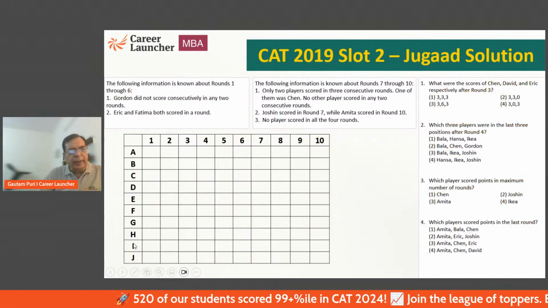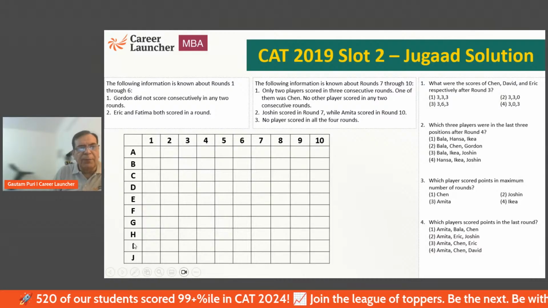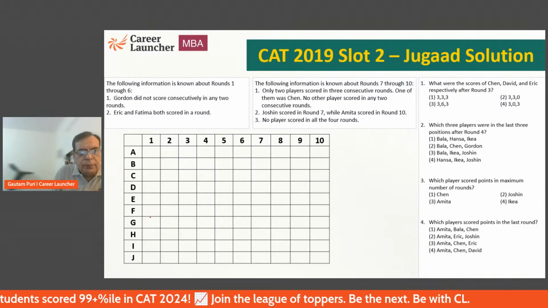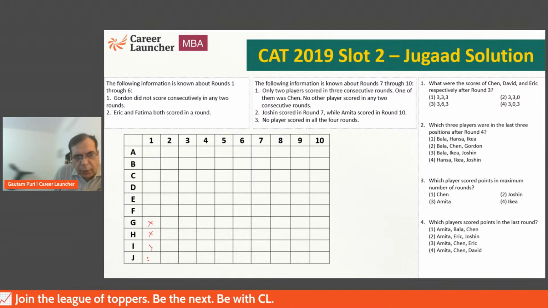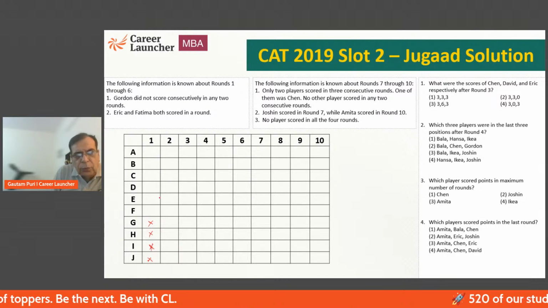So let me quickly do that again. This time we'll move a little faster. A, B, C, D, F, 1. So quickly go through it for yourself while I do the process again.